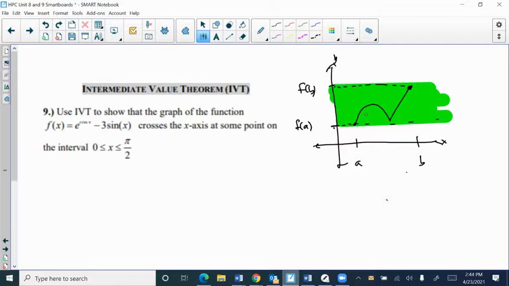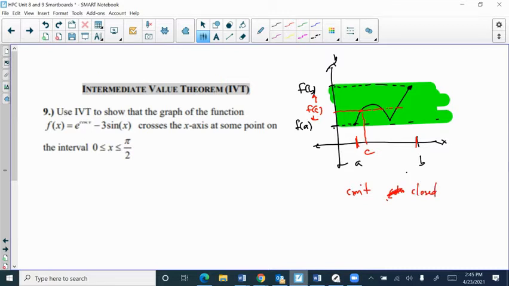So for this spot right here, that's f of c. Because f of c comes between f of b and f of a, that simply means that somewhere there's going to be at least one c value. Now there might be more. There might be one here, there might be one here, but they're always going to fall within that interval a to b. And again, the only thing you need to make sure is that you are continuous on a closed interval.